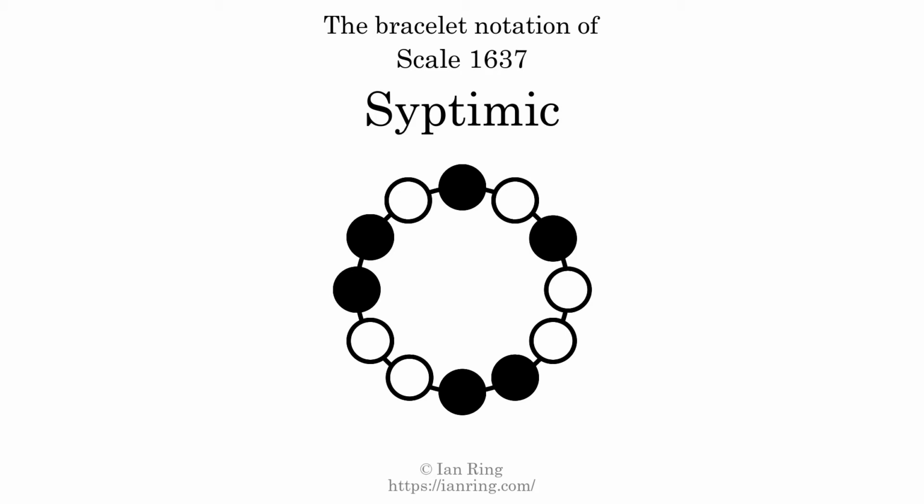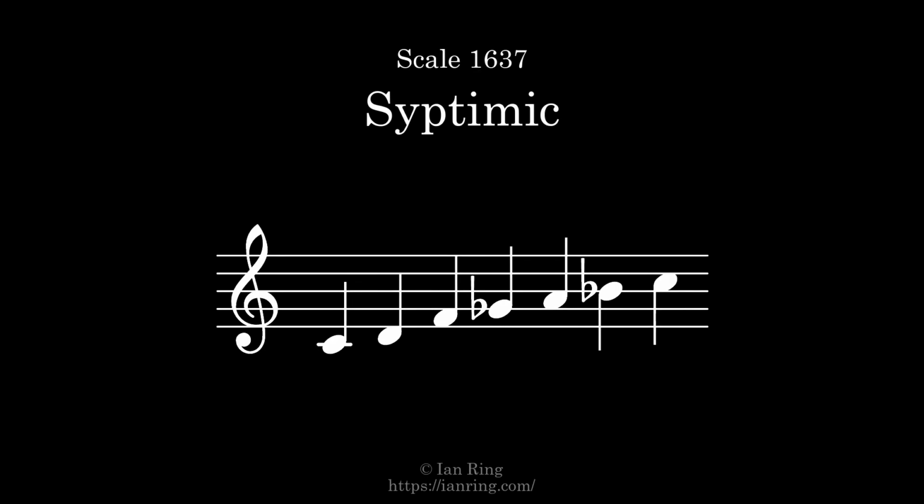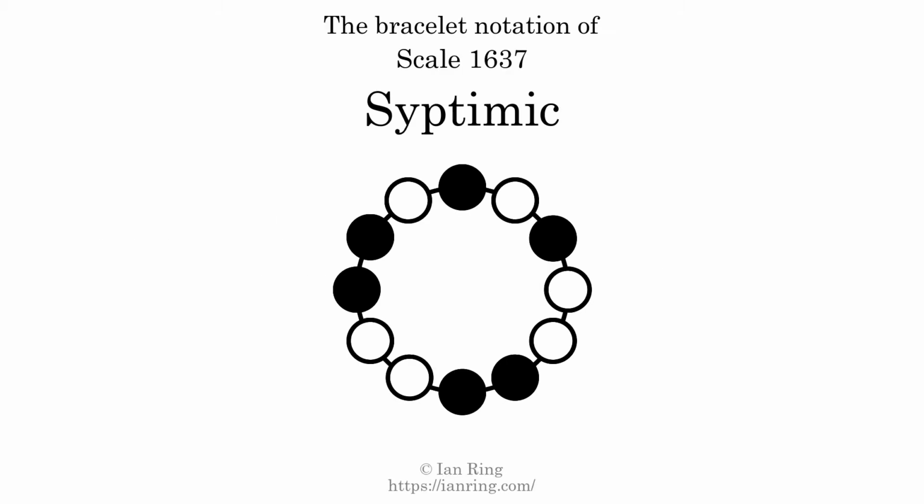1637, Septimic, which sounds like this. This scale has 6 tones, which means it is called a hexatonic scale. This is a bracelet notation diagram of scale 1637. The shaded circles represent tones that appear in the scale, and they are read clockwise, starting at the top.